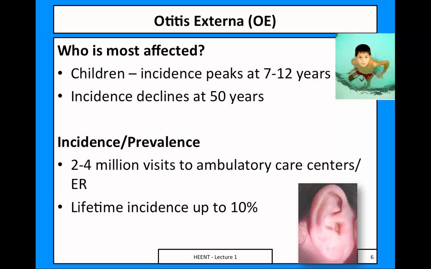So who is most affected? Children age 7 to 12 years are most common, and incidence declines at age 50. There are about 2 to 4 million visits to the ambulatory care centers, or ER, per year. Now, I've been asked about how much you need to memorize from these numbers. You do not need to know that 2 to 4 million visits. Just recognize that there's a lot of visits to either an ambulatory care center, such as urgent care, or the ER. Lifetime incidence is up to 10%, which, as you know, means that out of 100 people, 10 of those people will have had or will have otitis externa.